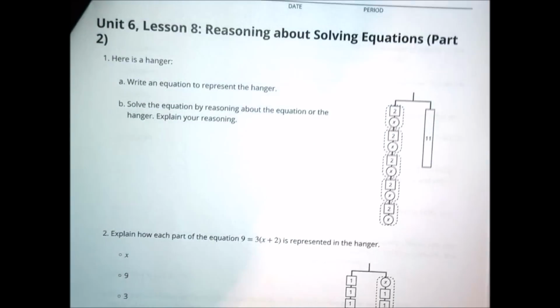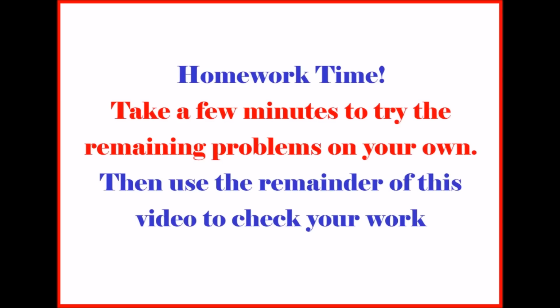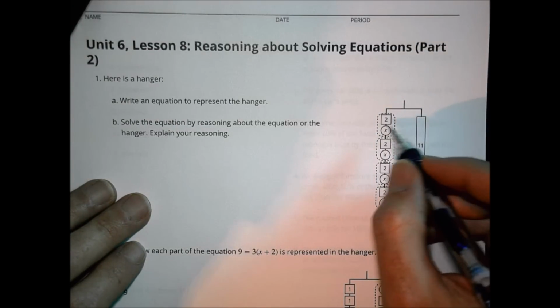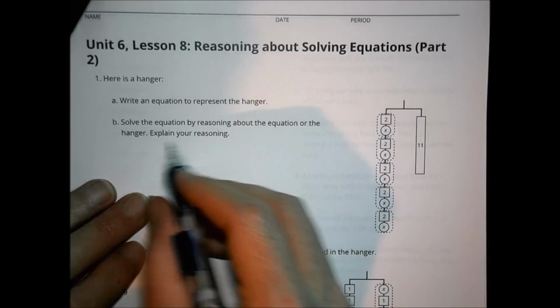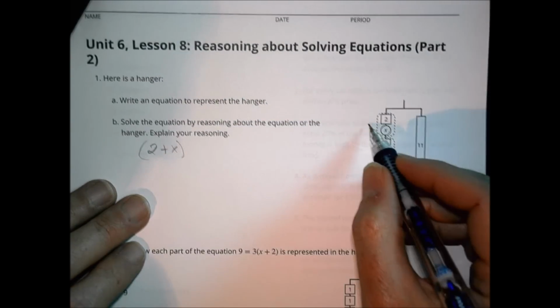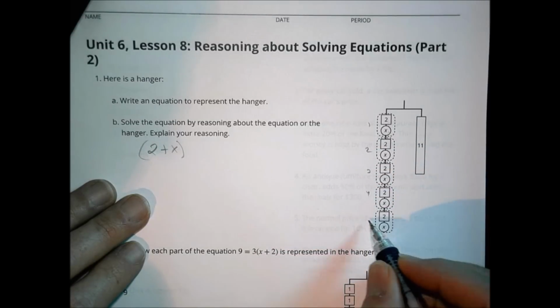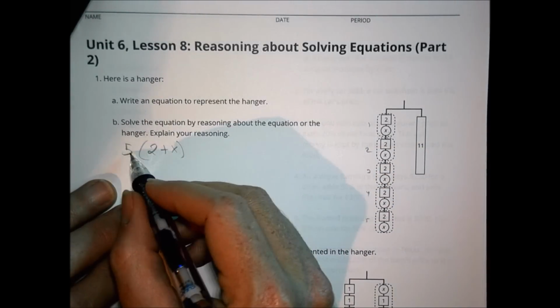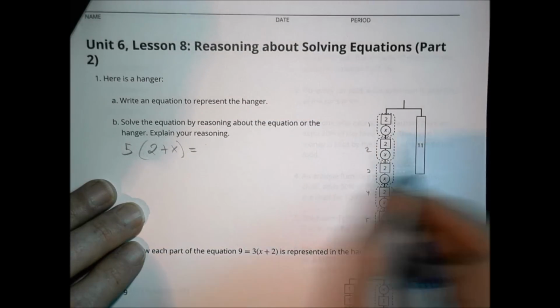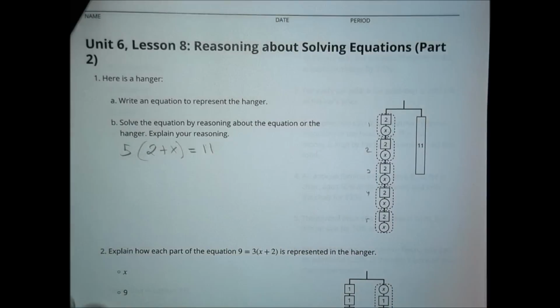All right, here's your homework. Write an equation to represent the hanger. So for this hanger, I notice I have 2 plus x, and I have 1, 2, 3, 4, 5 of those. So I have 5 times the quantity 2 plus x is equal to, what's on this side? 11. So that's my equation that represents that hanger.